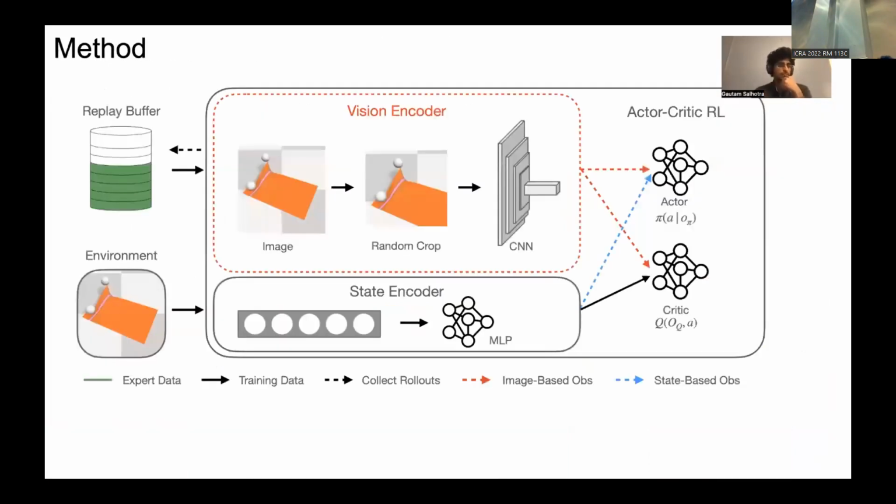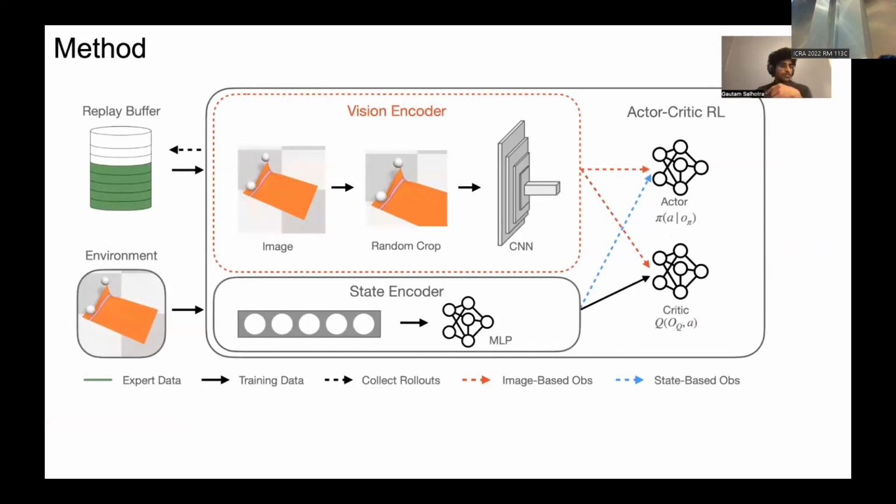So here we see that the agent obtains observations from the environment during experience collection or the replay buffer during training. For the state-based environments, the observations are encoded by an encoder network. Then the state encoding is passed to the actor and the critic, denoted by the blue and black arrows. Note that the observation for the actor and critic is the same as the state observation.